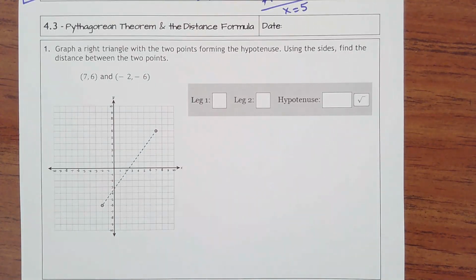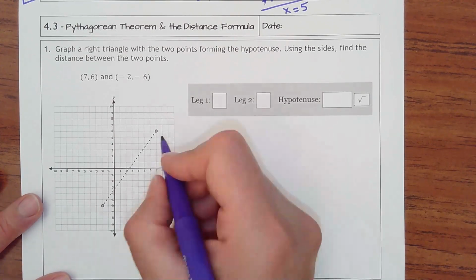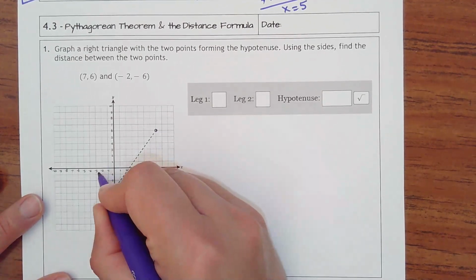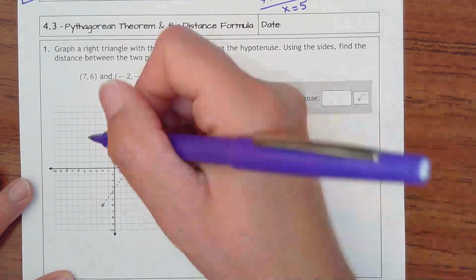Lesson 4.3 is Pythagorean theorem and the distance formula. It says graph a right triangle with the 2 points forming the hypotenuse. Using the sides, find the distance between the 2 points. So see, they've graphed (7, 6) for us and (-2, -6) for us. What I want to do is make this into a right triangle.